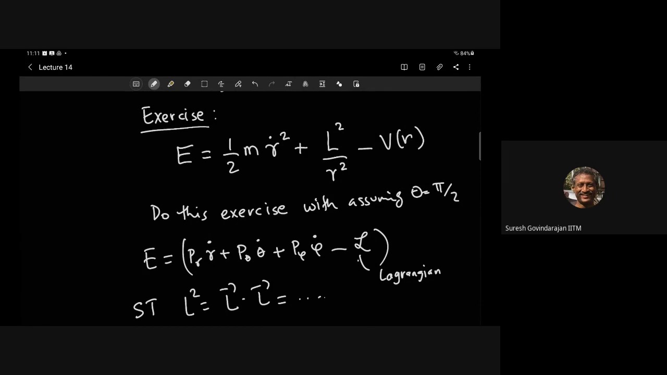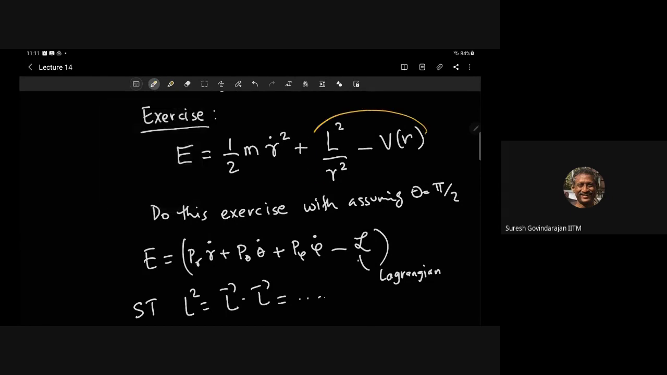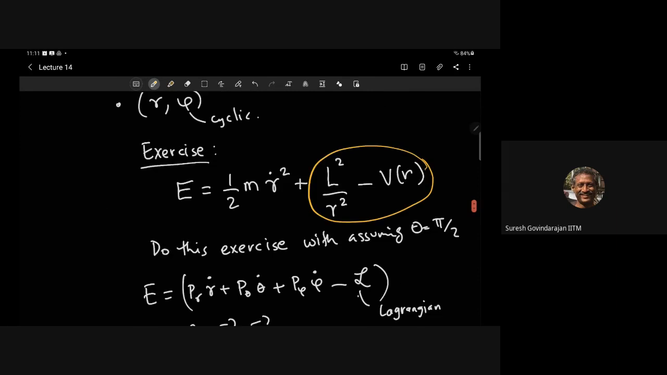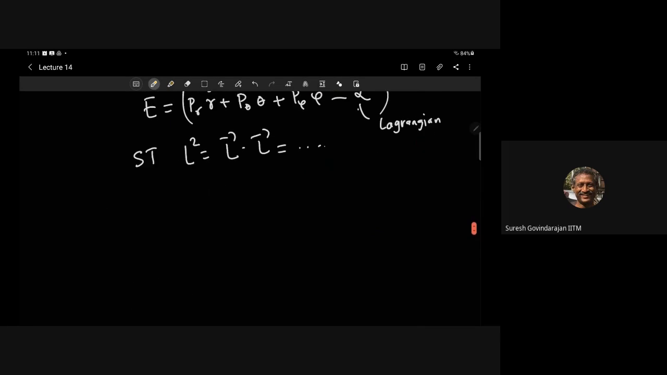So this whole combination, if you look at it just as a one-dimensional problem, is like an effective potential of r, and I call this the centrifugal barrier.